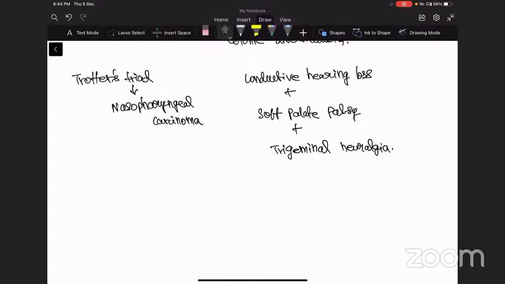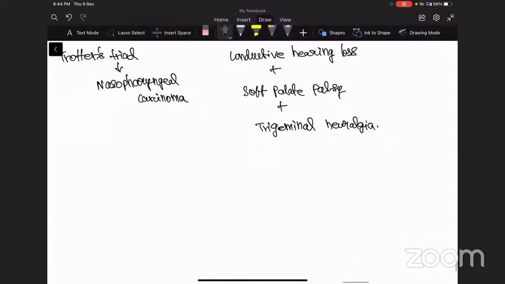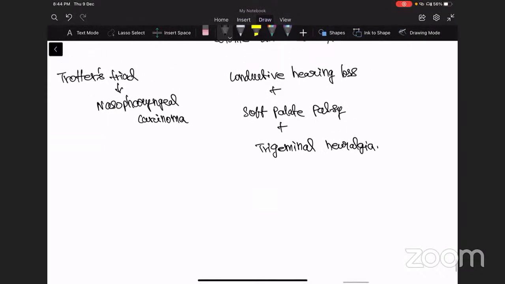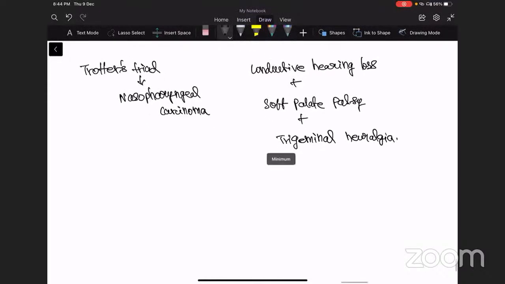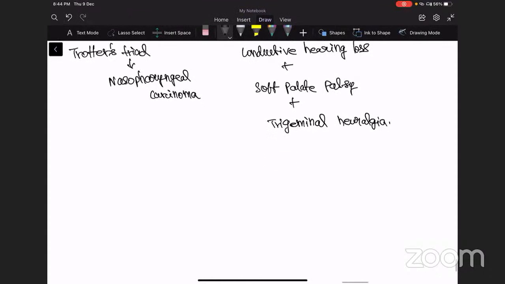Please note, nasopharyngeal carcinoma is common in Chinese people because of the smoked food. So look for the keyword Chinese, male or female, with conductive hearing loss, soft palate palsy. It's going to be nasopharyngeal carcinoma, and the treatment is going to be radiotherapy. It responds very well to radiotherapy, and this has been asked again in the exam.